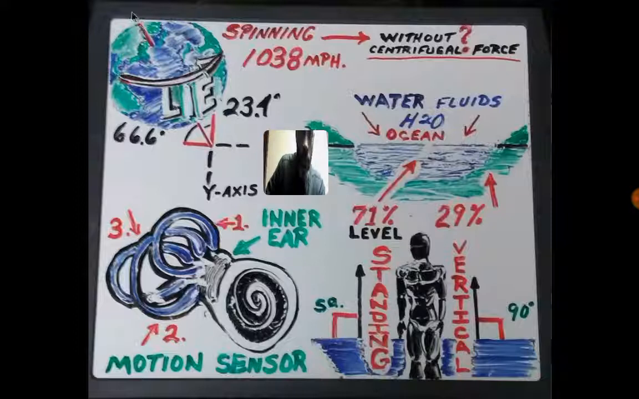Also, this thing is supposed to be tilted on an axis. This red line up here being the North Pole, this red line being the South Pole. So, that being said, it's spinning in an eastward direction, as indicated by this black arrow that I've drawn. 1,038 miles per hour.